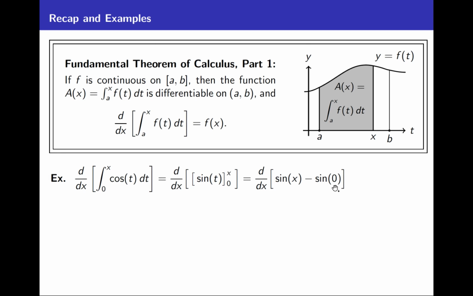Now sine of 0 is just 0. So you have sine of x minus 0. So it's just the derivative of sine of x. And we know the derivative of sine of x is cosine of x. So look at the way that worked. The derivative of the integral from 0 to x of cosine t dt equals cosine x. It's exactly what this says. The derivative of the integral from 0 to x of f of t dt equals f of x. Instead of an f of t, we had a cosine t. Instead of an f of x, we have a cosine x. So this is an illustration of how this fundamental theorem of calculus part 1 is working.